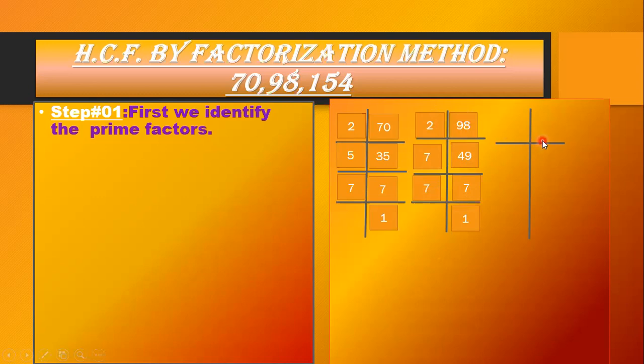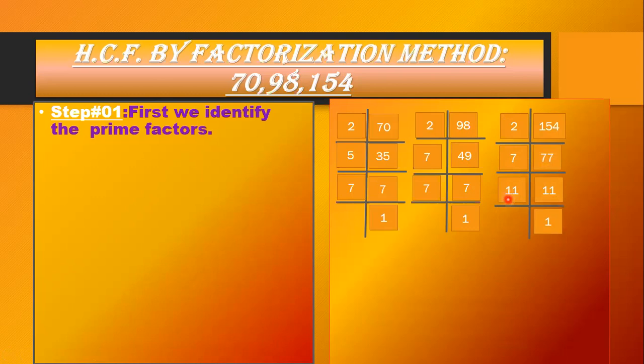Okay, now take the next number, that is 154. So 2 times 77 is 154. Then 7 times 11 is 77, and 7 one time 7. 11 one time 11. Okay, so these are the prime factors of 154.